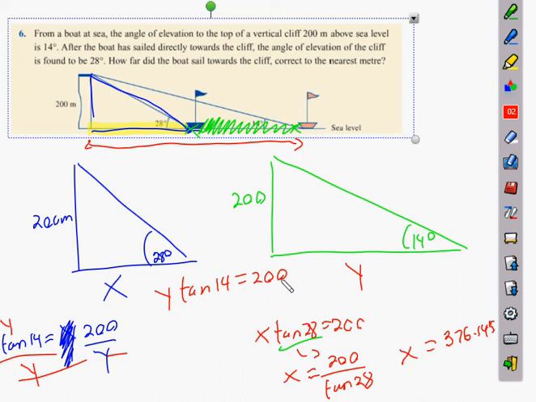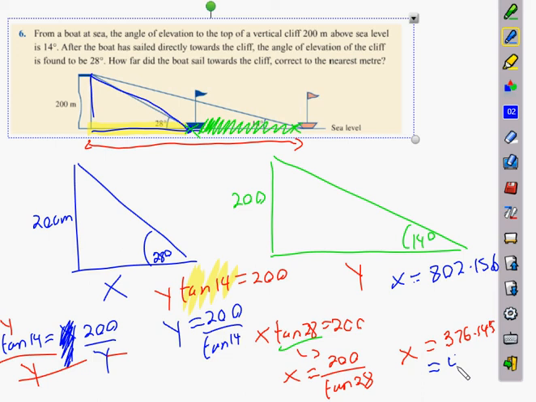What happens to this? Bring the tan 14 underneath. And what are we left with then? Y equals 200 over tan 14. And what's 200 over tan 14? Y is the big one, so we're expecting a bigger number than 376. 800 what? 802.156. Take the two of these away from each other. 802.156 minus 376.145 is 426. Do you get that, Sam? No, that's a difficult one. Alright, so questions 2 and 6. What did y do?